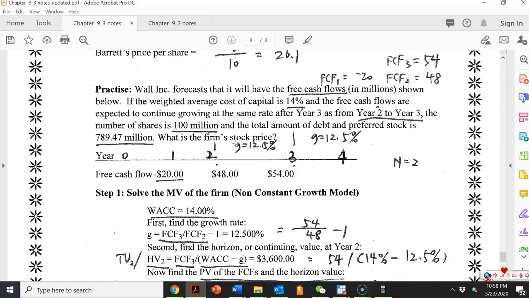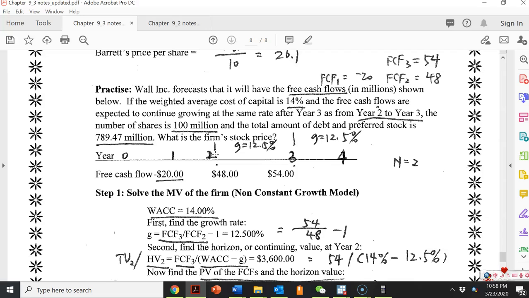Again, for the free cash flow model, we have to do 3 steps. Step 1, we want to solve for the market value of the firm by using the 2-stage model here because we have one growth rate before the 2nd year actually.